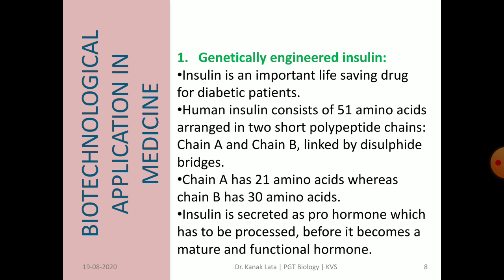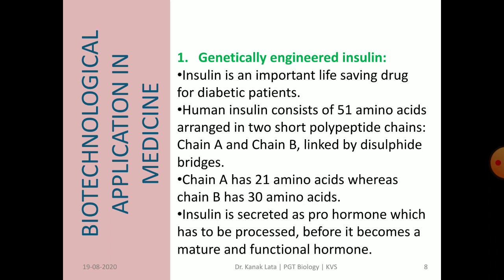First is about formation of genetically engineered insulin. As it is clear to all of us that insulin is an important life-saving drug for diabetic patients. Insulin used for diabetics was earlier extracted from pancreas of slaughtered cattle and pigs, but this insulin sometimes develops allergy.